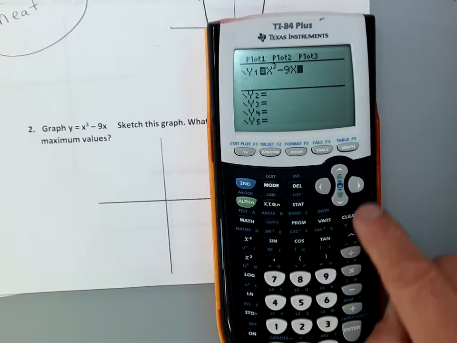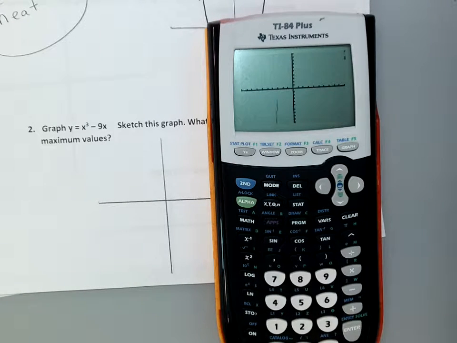If I push graph, okay? If I push graph, I get that right there. Now, it looks like I need to see a little bit more of it.